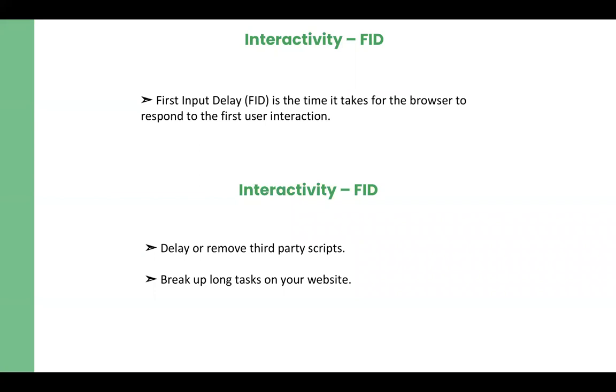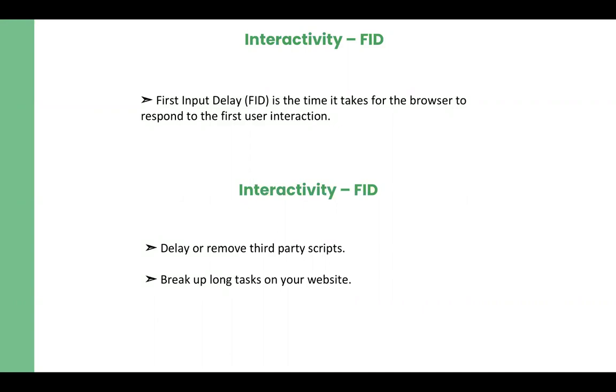The other part of Core Web Vitals is FID, so first input delay. And this basically means the time it takes for the browser to respond to the first user interaction on the website. So some tips here on how to optimize for that. You really want to delay or remove third-party scripts.